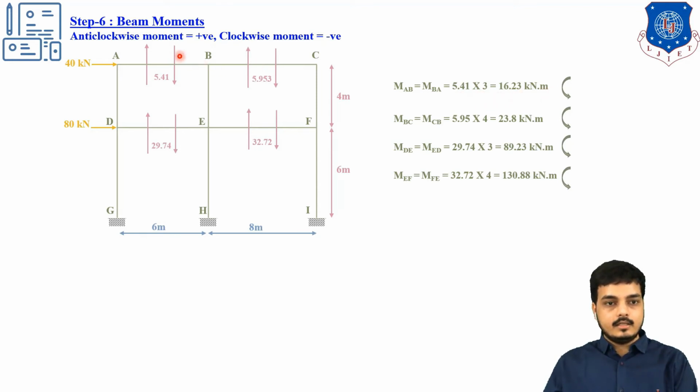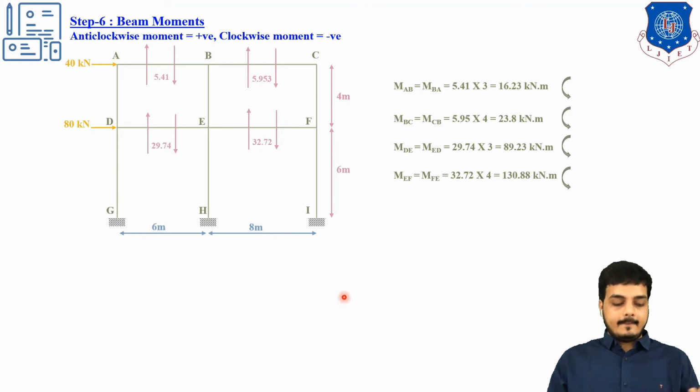If I am standing on point B, then this MBA moment will be 5.41 into this, which is also going in an anti-clockwise direction. So I have considered anti-clockwise as positive. So for MBC and MCB, 5.93 multiplied by 4. So here the distance will be 4, here the distance will be 3, and here the distance will be 4. And forces are given as well.